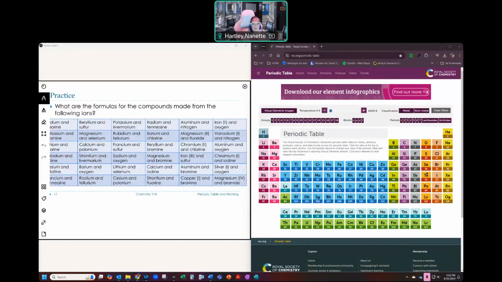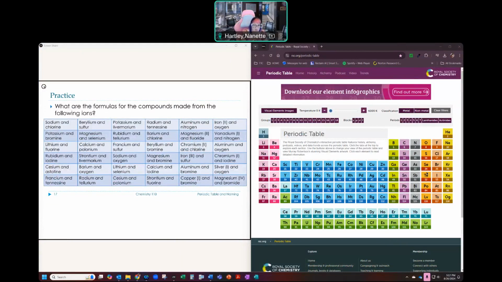All right, guys, welcome back. So, we're going to take a look now at this practice that I asked you to do. We were going to write some formulas for the compounds made from the following ions. So, the first thing we need to do is figure out what these ions are.